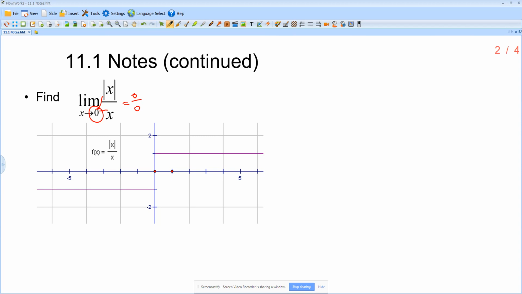But if I look at this graph, from the left, the y value that I am approaching is -1. From the right, the y value that I am approaching is +1. That tells me that the limit does not exist. And again, I know that because I am approaching different limits from the left and right.